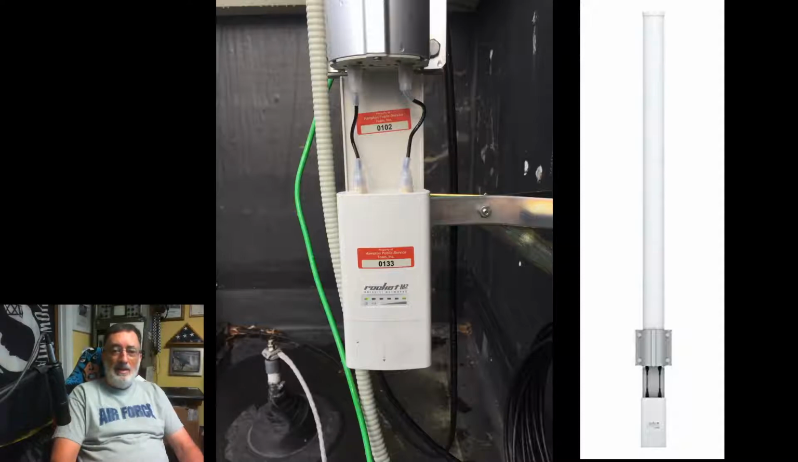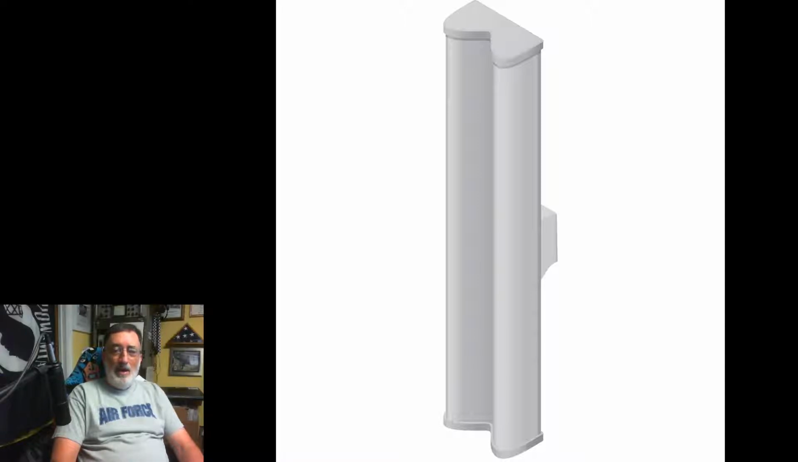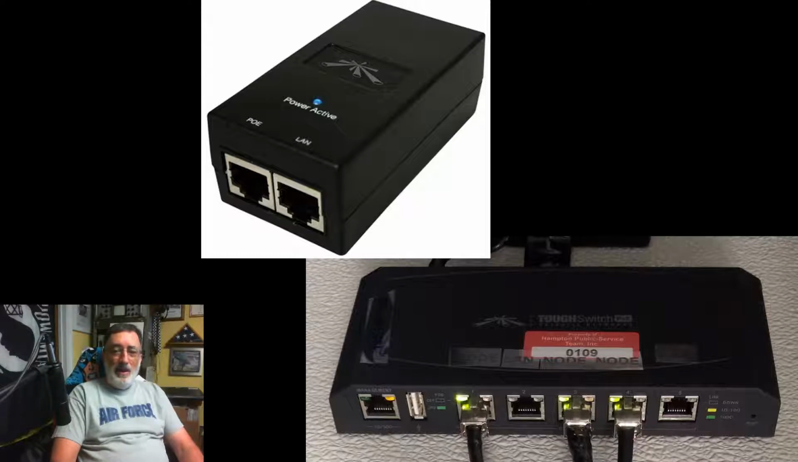Here's a Rocket attached to the bottom of an omnidirectional antenna, and a picture of the omnidirectional antenna with the Rocket on the right. That same Rocket can be inserted into a mount on the back of this directional sector antenna, which is very much like a cell phone antenna. All the nodes have to have power over Ethernet, or PoE, in order to function. Some use these single node power supplies, others use the PoE switches, depicted at the bottom.